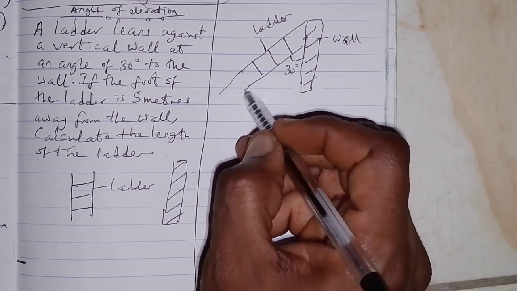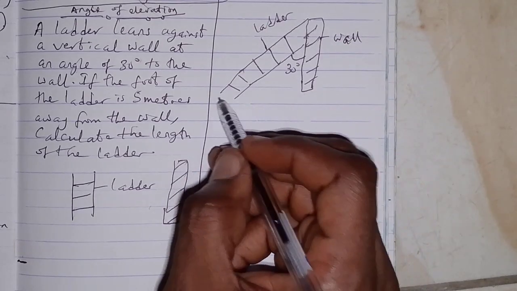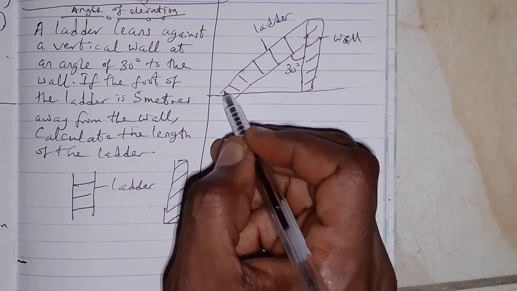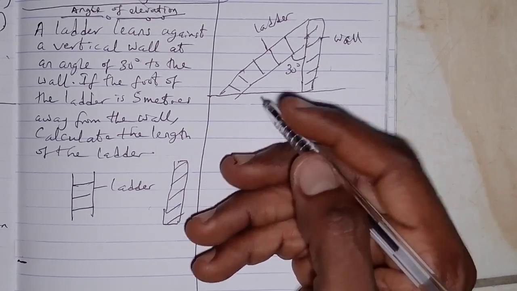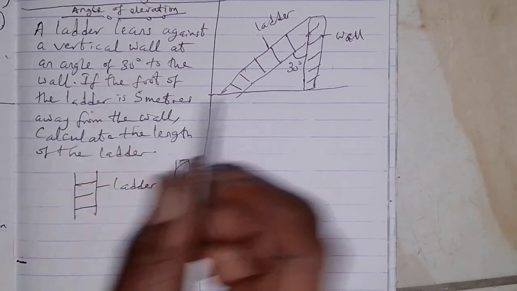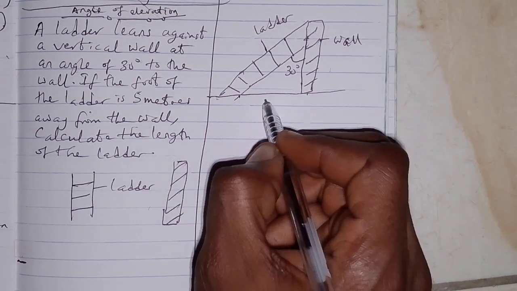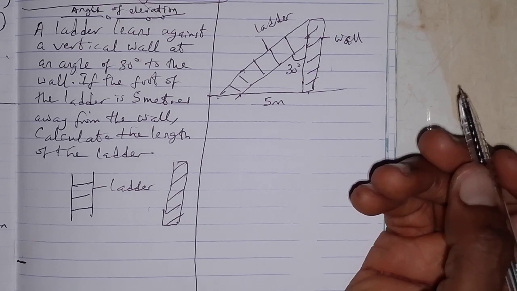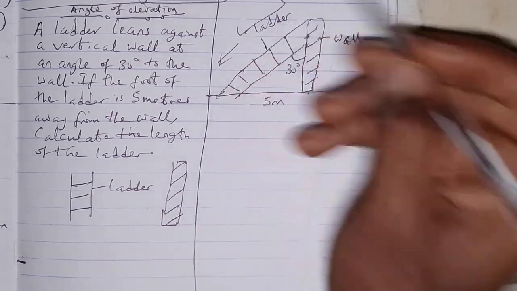Remember, this is still the ladder we're talking about. The ladder will always lay on the ground, right? You just know when NEPA is trying to cut people's lights, the ladder will be on the ground, so the NEPA man will climb and cut the light. So we have the ladder, and this is the angle. If the foot of the ladder is 5 meters from the wall, this is the wall and this is the ladder, so the distance between these two is 5 meters. Calculate the length of the ladder. So you're looking for the length of the ladder. This is what they're looking for.